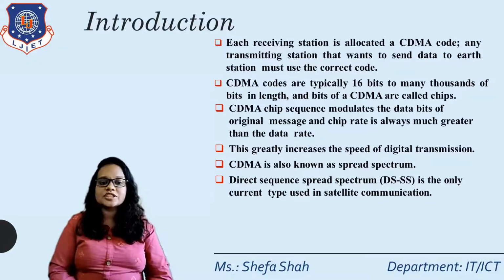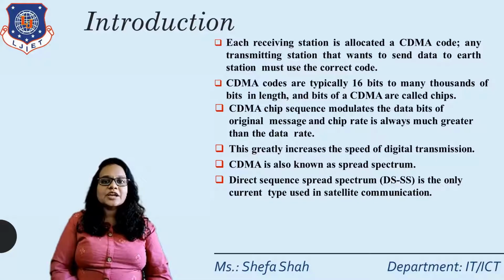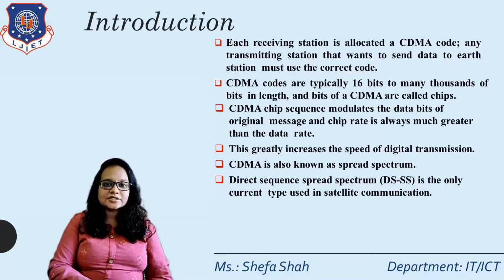It is also known as spread spectrum, and we will discuss two types of spread spectrum in the next session: the direct sequence spread spectrum and the frequency hopping spread spectrum for the CDMA techniques. The direct sequence spread spectrum is the one we use in satellite communication.